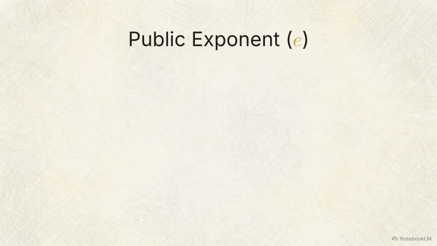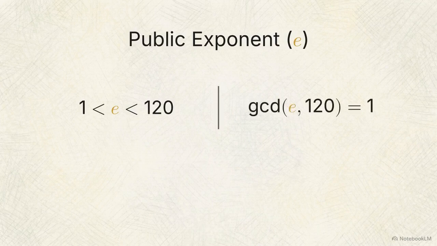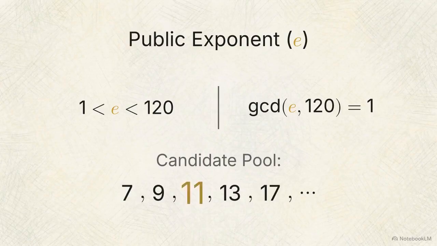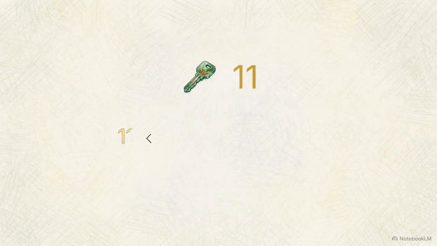This display outlines two strict mathematical conditions for choosing our public exponent, e. It must be between 1 and the totient of 120, and it must share no common divisors with 120 other than 1. Multiple numbers satisfy these criteria, providing a pool of potential public keys. For this system, we select 11 to serve as the public key.